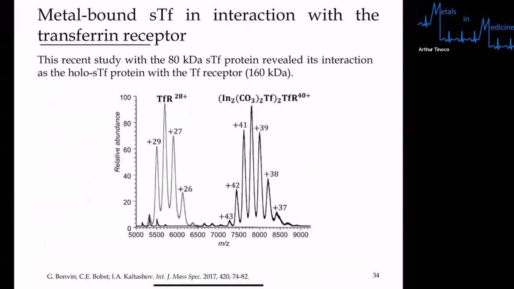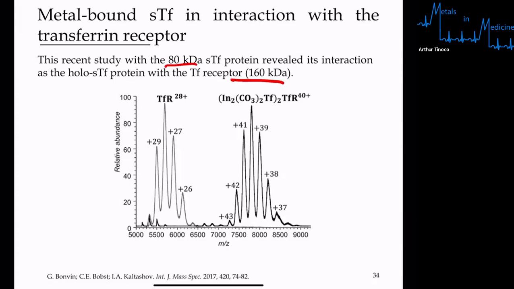All right, and then here, same study, 2017, but this is even more powerful. What they were able to show is the interaction between the protein and its receptor. So now we're talking about this complex. And the protein, again, is 80,000. So let's keep track of that, 80,000. The protein's receptor is 160,000.